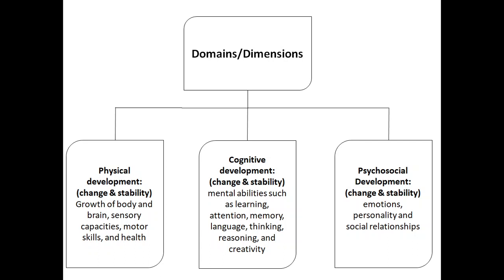Second one is the cognitive domain or cognitive development. Change and stability in mental abilities such as learning, attention, memory, language, thinking, reasoning, and creativity constitute cognitive development. The cognitive advances are closely related to physical and emotional growth. The ability to speak depends on the physical development of the mouth and the brain. A child who has difficulty in expressing herself in words may evoke negative reactions in others, influencing his popularity and sense of self-worth.